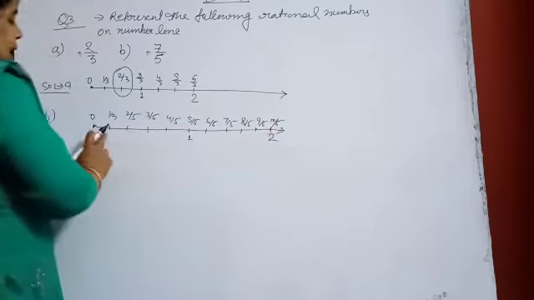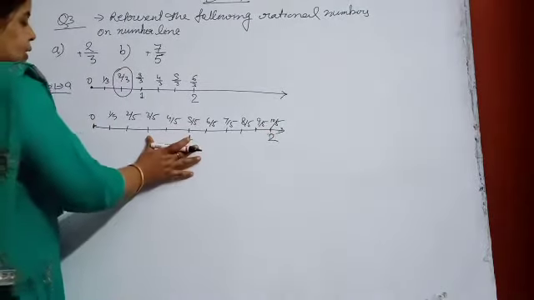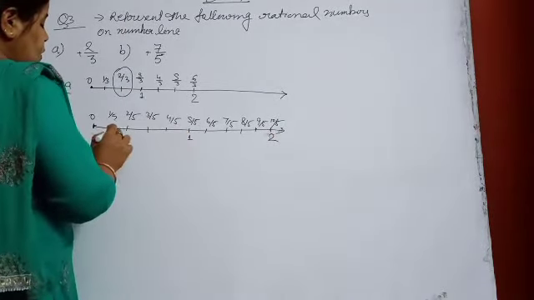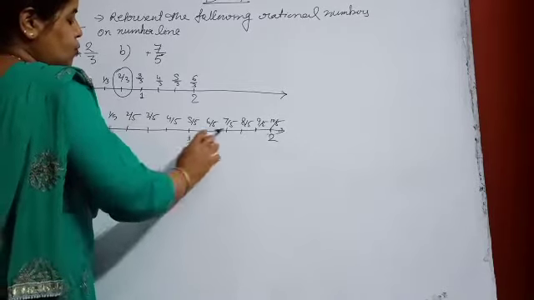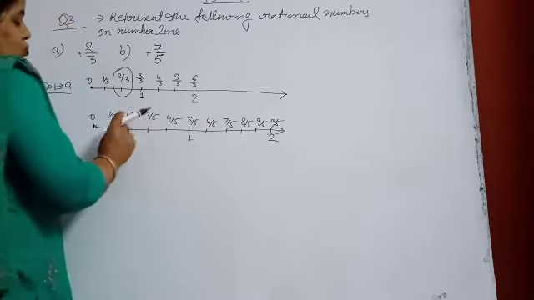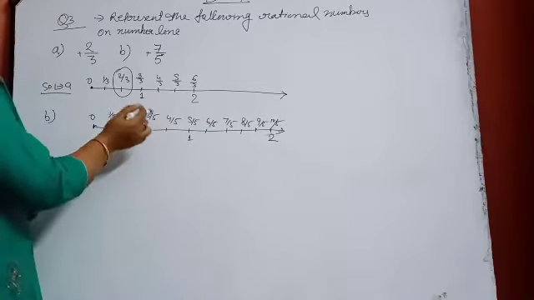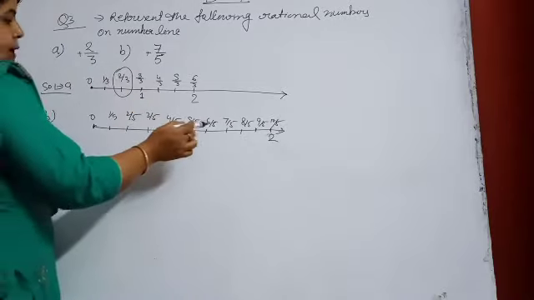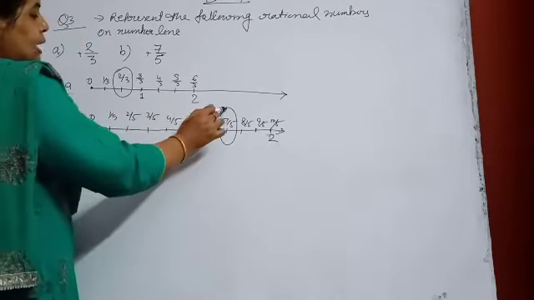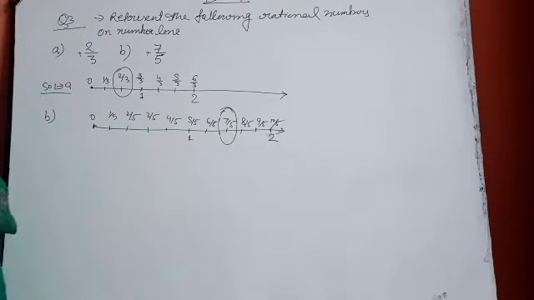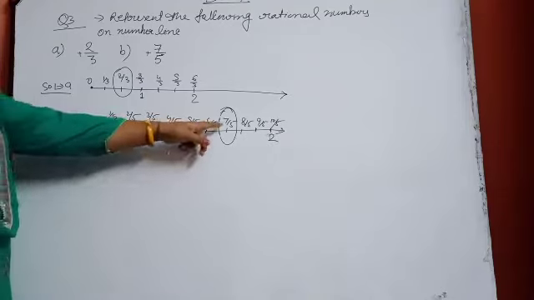So you can see that from 0 to 1, in how many parts have we divided? 1, 2, 3, 4, 5. Again from 1 to 2, again in 5 parts. So in this way you can see which part we have to denote? 7 upon 5. So this will be the 7 upon 5, between 1 and 2. Between 1 and 2 it will represent 7 upon 5.